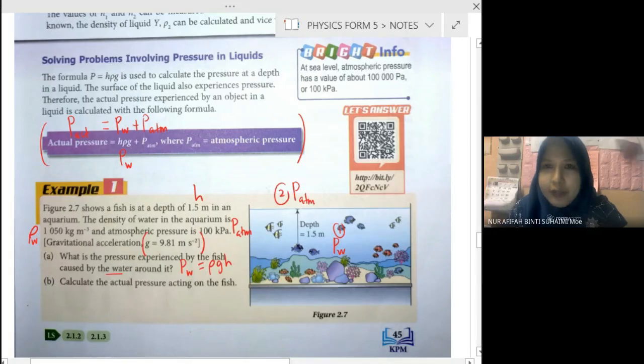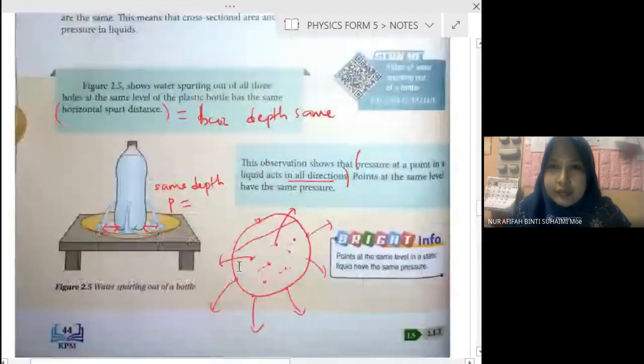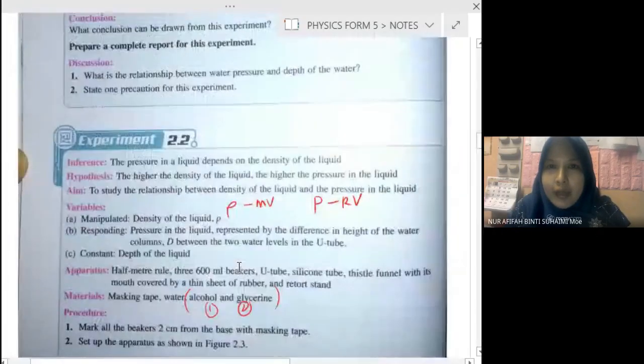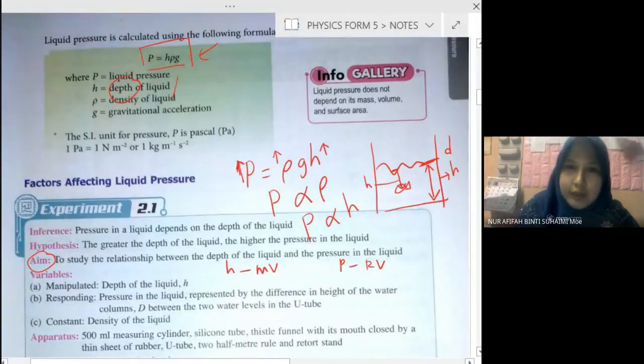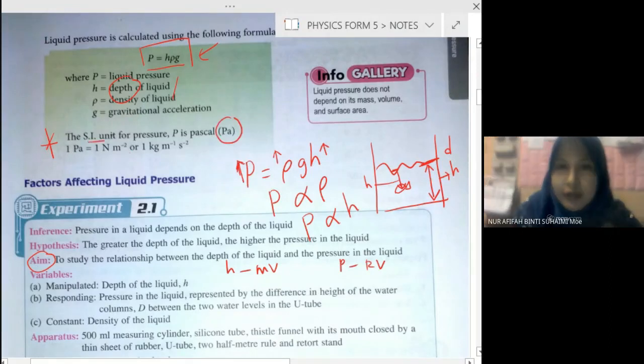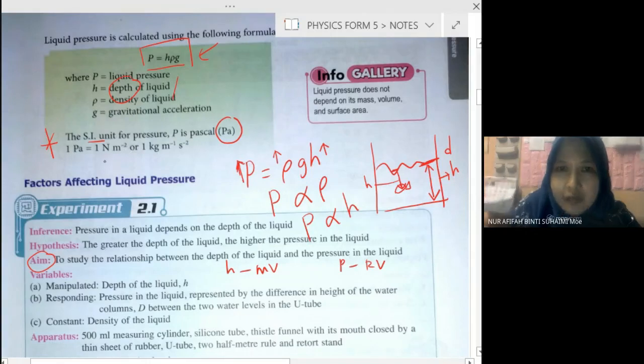The unit for pressure is Pascal. Okay, I forgot to tell you, the SI unit for pressure P is Pascal. But we can also use Newton per meter squared, Newton meter -2. This one comes from the equation F over A.